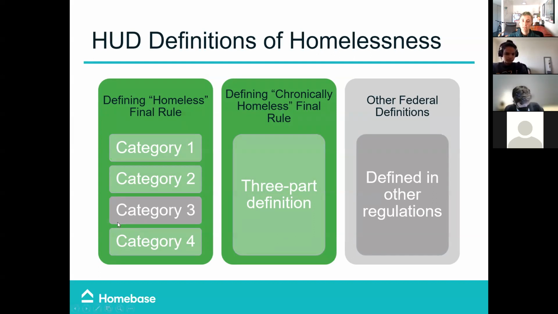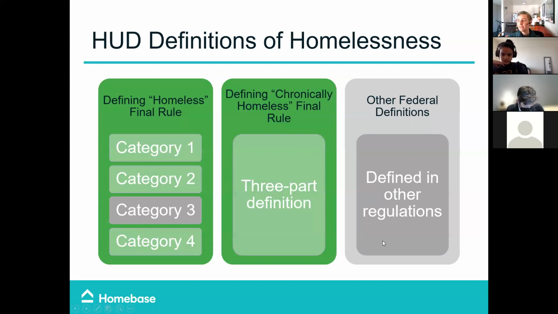We are only going to be talking about categories 1, 2, and 4 because category 3 isn't in use. No CoC that we know of is authorized to serve people in this category, so we're going to ignore it.